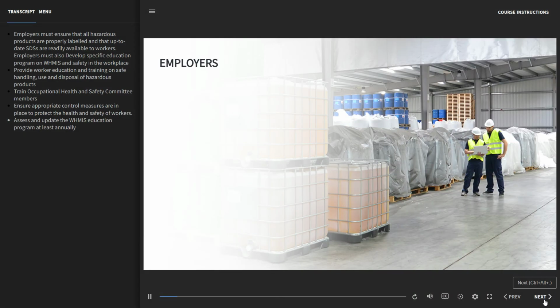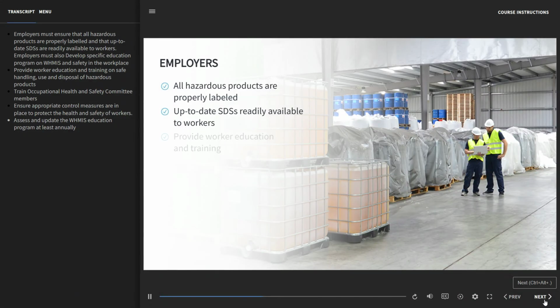Employers must ensure that all hazardous products are properly labeled and that up-to-date SDSs are readily available to workers. Employers must also develop specific education programs on WHMIS and safety in the workplace. Provide worker education and training on safe handling, use and disposal of hazardous products. Train occupational health and safety committee members. Ensure appropriate control measures are in place to protect the health and safety of workers. Assess and update the WHMIS education program at least annually.